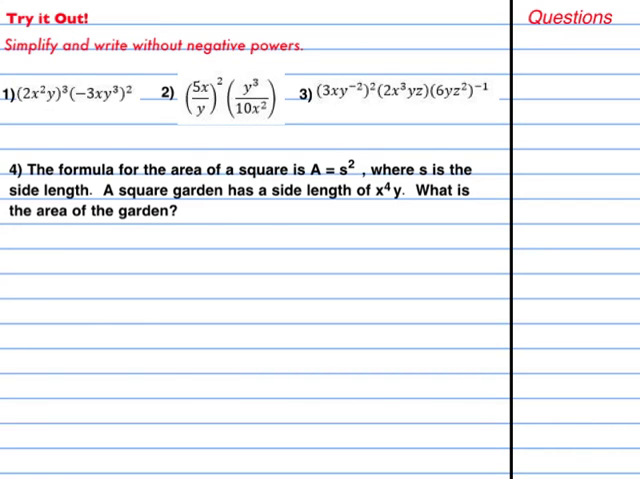So here's our try it out. We have 4 questions for you to try out. Questions 1, 2, 3, you need to simplify and write without negative powers. This is where you're going to be applying all 7 of our properties that we've been practicing in class. Once again, try this out and then move on to the next slide for the answers. Bring any questions or comments with you to the next class.